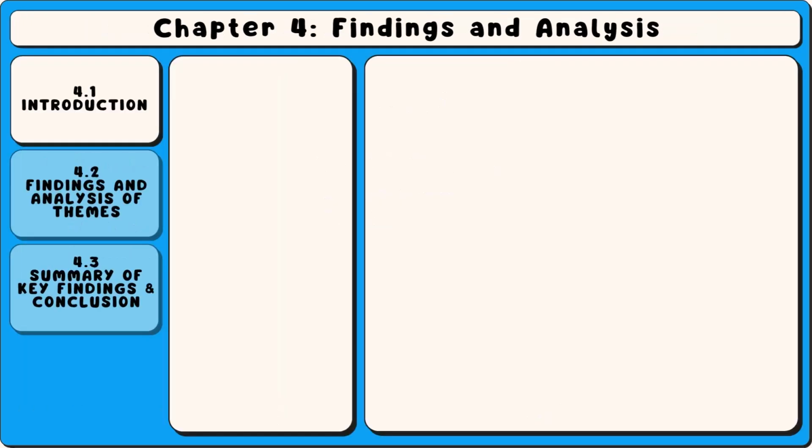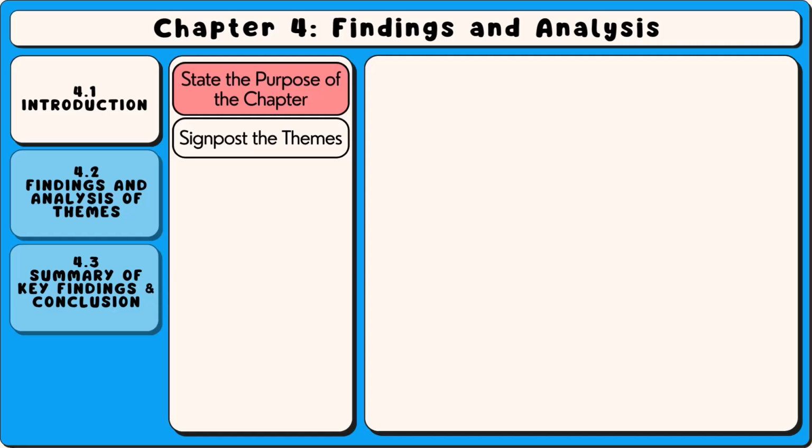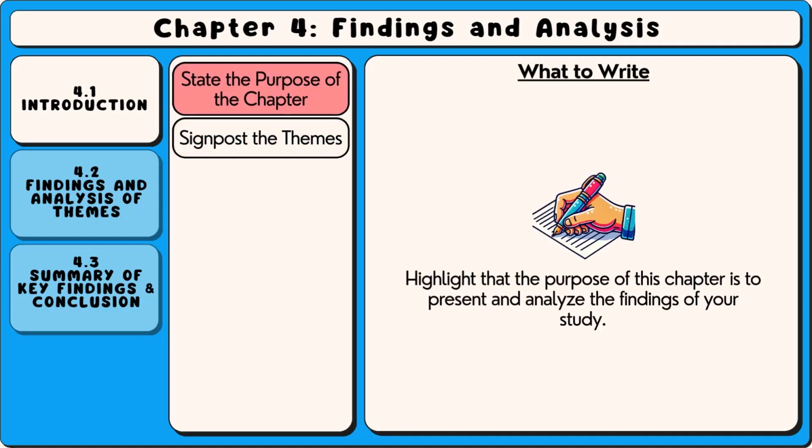Okay, let's begin. The chapter has 3 sections: an introduction, a discussion of the findings and analysis of themes, and a summary of key findings and conclusion. Starting with the introduction, state the purpose of the chapter, then signpost the themes that you will discuss through the chapter. To start the chapter, highlight its purpose, which is to present and analyze the findings of your study.